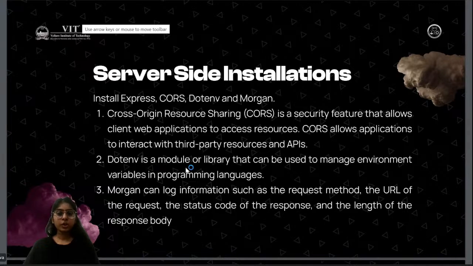dotenv is a module or library that can be used to manage environment variables in programming languages. I told you that we'll be sending certain sensitive information from the server side to the client side. Those are stored in a .env file as environment variables. Third, Morgan can log information such as the request method, as in post or get, the URL of the request, the status code of the response, and the length of the response body. There are mainly two status codes we'll be dealing with today. One is on the successful completion of the function, that is 200. And when there's an error, the response code is 500. Okay.